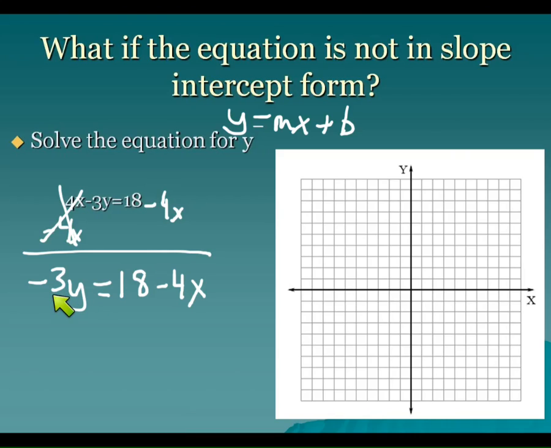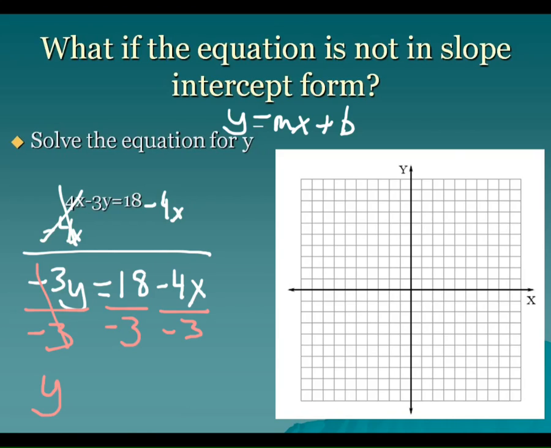I just need to undo this multiplication by negative 3. So the opposite of multiplying by negative 3 is dividing by negative 3. So if I divide this by negative 3, that becomes just 1. That means if I divide everything on the left-hand side by negative 3, I have to divide everything on the right-hand side by negative 3. So I need to divide that by negative 3 and that by negative 3.